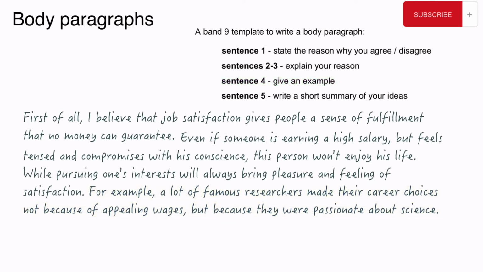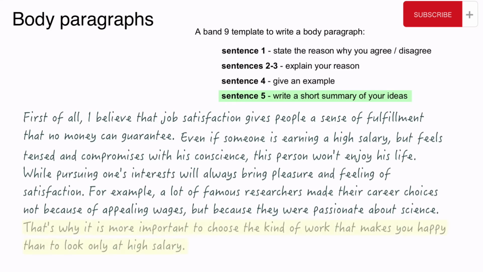And our last sentence in the body paragraph, sentence 5, should briefly summarize the ideas of the whole paragraph to strengthen your opinion. Here is my last sentence. That's why it is more important to choose the kind of work that makes you happy than to look only at high salary. Great! We have finished our first body paragraph. Let's read it all together.